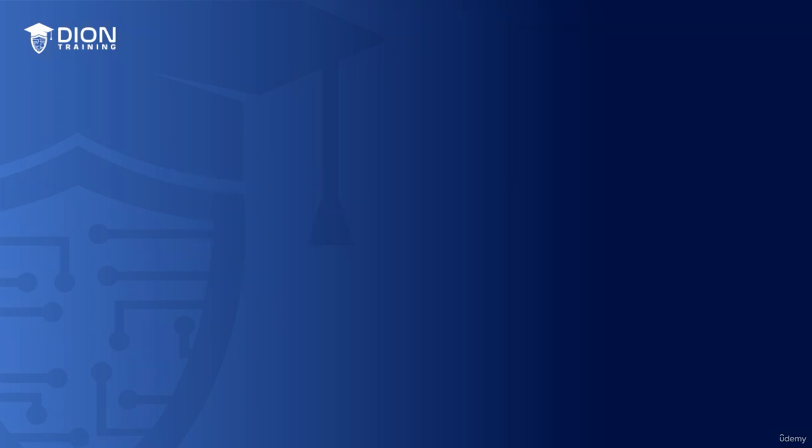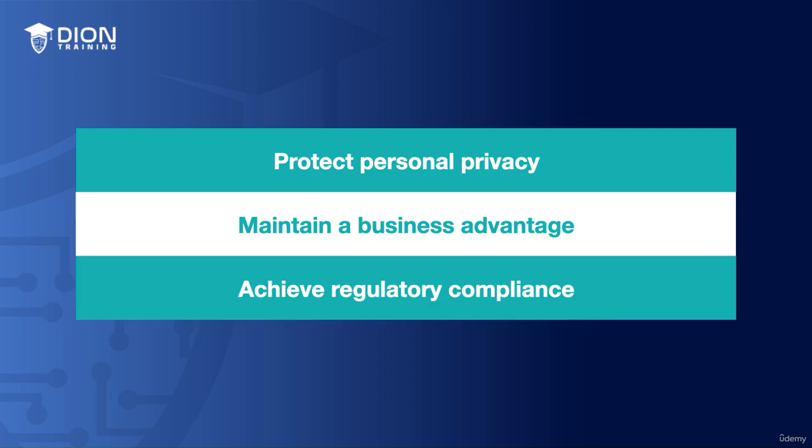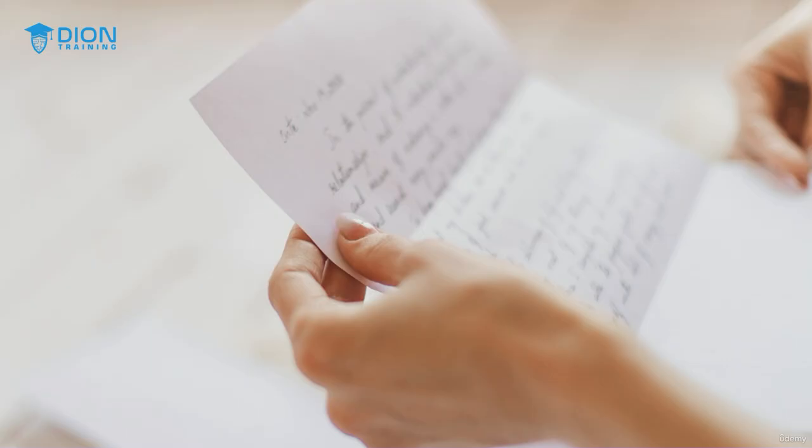So, why is confidentiality so important? Well, confidentiality is important for three main reasons. This is to protect your personal privacy, to maintain a business advantage, and to achieve regulatory compliance. Now, the first reason that confidentiality is important is for you to be able to protect your personal privacy. Just as you wouldn't want your personal letters read by strangers, most individuals don't want their personal data, including their health records or financial details, being shared without their consent. So, as cybersecurity professionals, we seek to ensure that our data remains safe from prying eyes in order to maintain the confidentiality of that data.